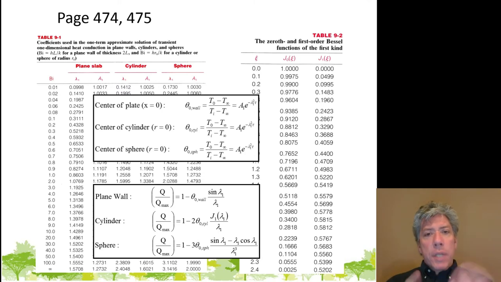Now notice that we can plug in the center line dimensionless temperatures, theta sub zero, from the appropriate equation, and either sine or the first order Bessel function, or sine and cosine in the case of the sphere, to come up with what's called the accomplished heat transfer, we can call it. A lot of people refer to this as the unaccomplished temperature change, but really it's the fraction of heat that's been transferred versus the maximum amount that could be transferred.